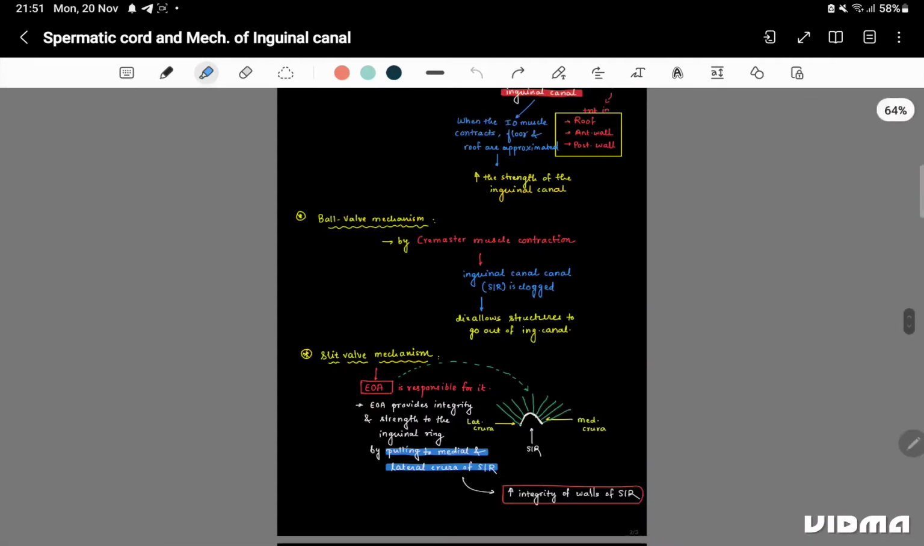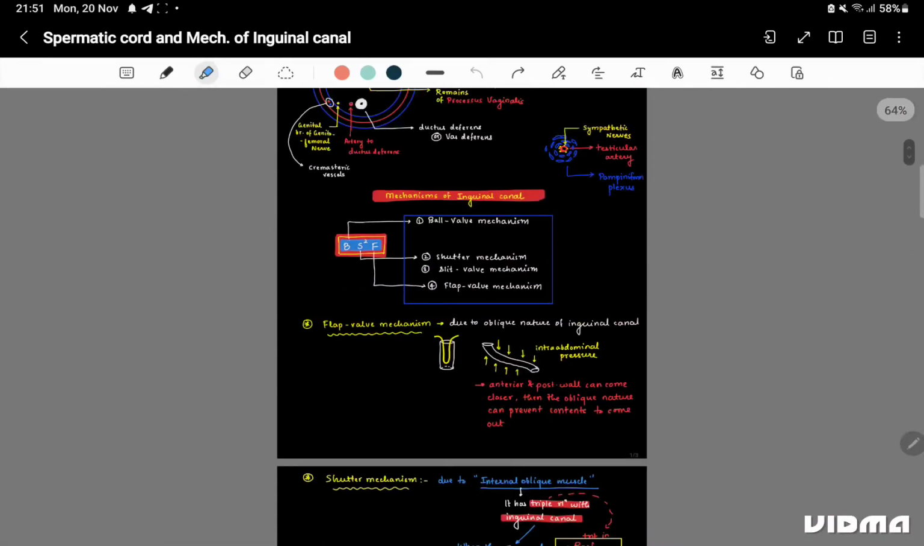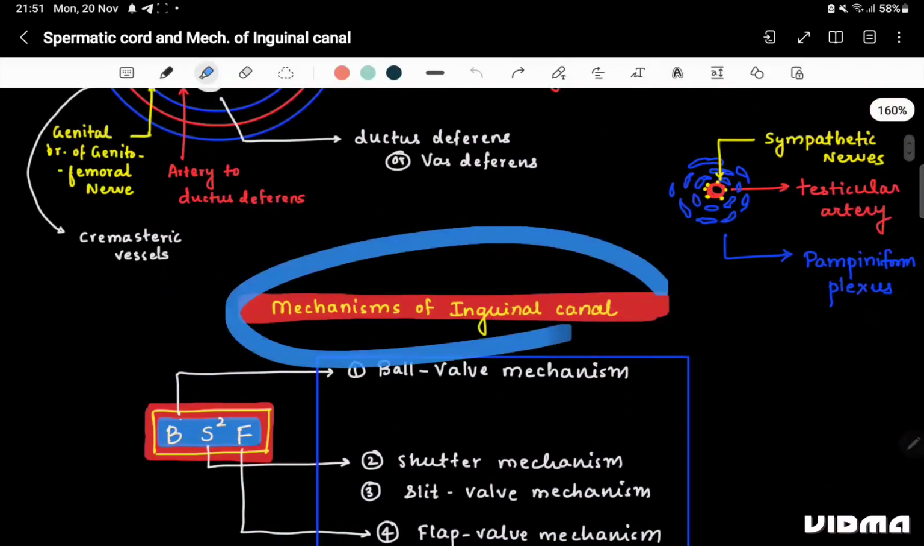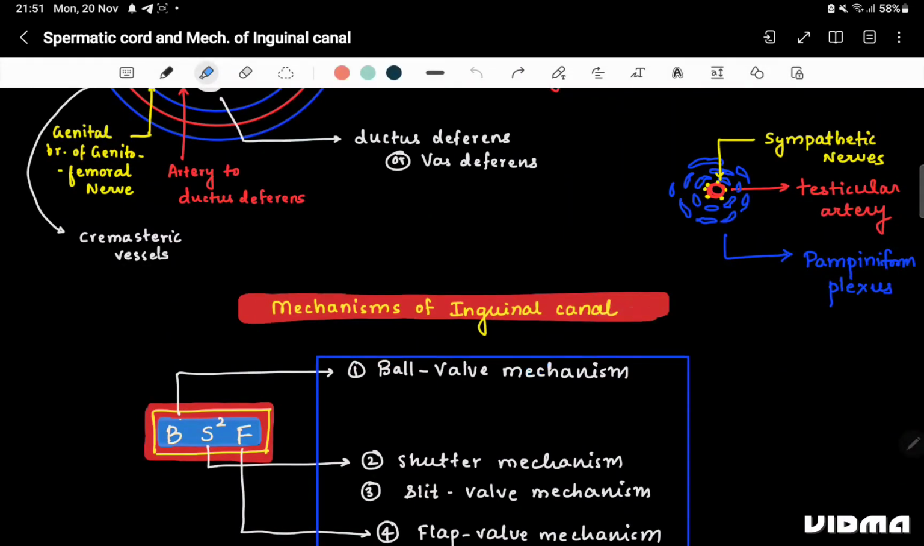So we talked about the slit valve, ball valve, shutter mechanism and flap valve mechanism, which are preventing the contents of the inguinal canal from coming out, as well as providing stability to the inguinal canal. You can include these mechanisms if there is a short note on the inguinal canal. So that's all in the inguinal canal.